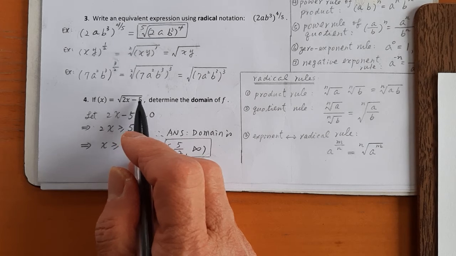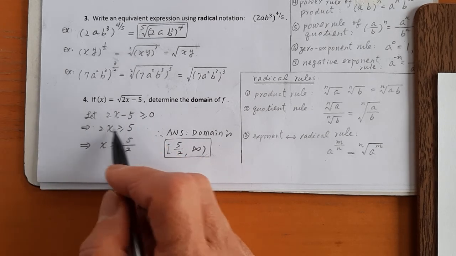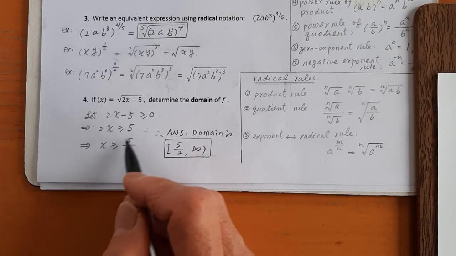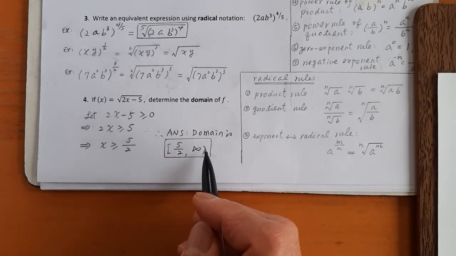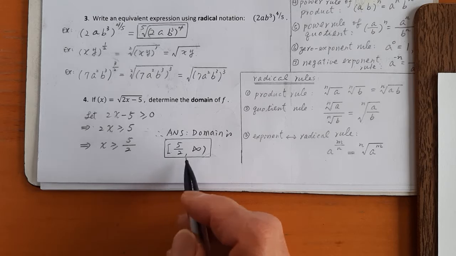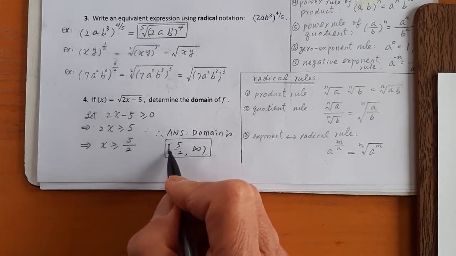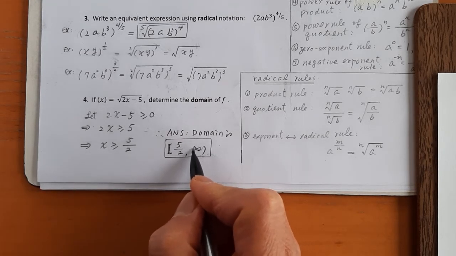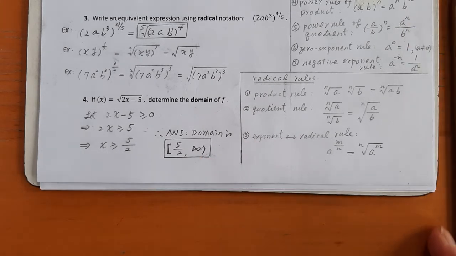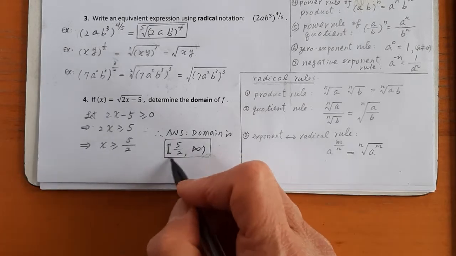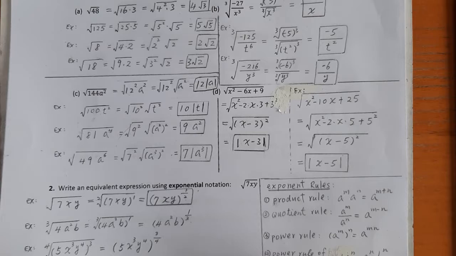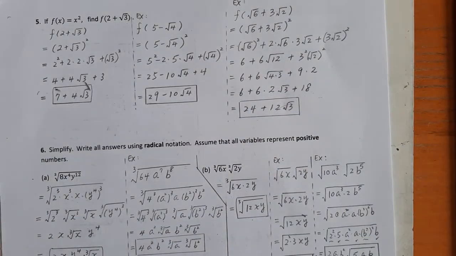So you let 2x minus 5 be greater than or equal to 0. Add 5 to both sides, 2x greater than or equal to 5, divide both sides by 2. So x is greater than or equal to 5 over 2. And so the domain is all the real numbers greater than or equal to 5 over 2. If we write in interval notation, this includes 5 over 2, so use a bracket, up to positive infinity, and put a parenthesis. If there's no equal sign, use a parenthesis. If you have an equal sign, use a bracket, including the endpoint 5 over 2. Then next one, question 5.